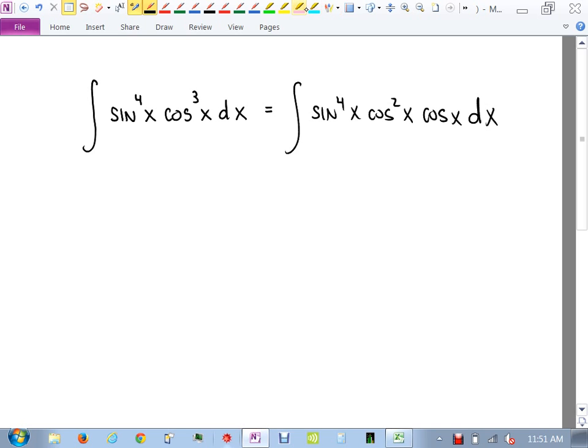So that cosine x dx at the end, I want that to be my du, which means everything else needs to be sines. Well, the sine to the 4th, no problem. What about cosine squared? It's 1 minus sine squared x. So I could just go sine to the fourth x, 1 minus sine squared x, cosine x dx.